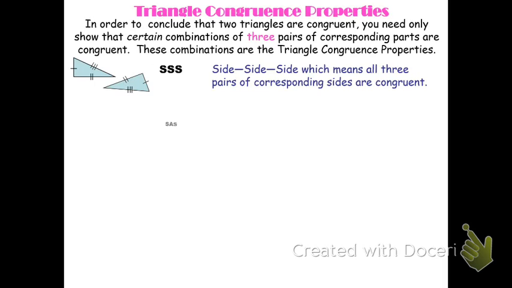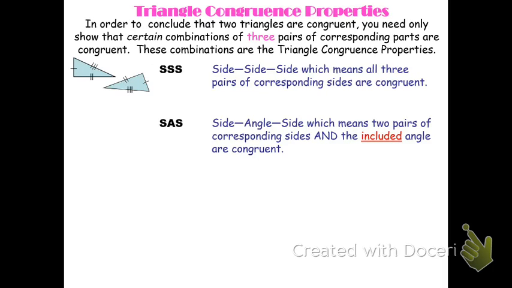The second combination is referred to as SAS, or side-angle-side congruence. In side-angle-side congruence, we have a pair of sides, and notice that the letter A is in between the S's, meaning the angle is in between the sides. Here's the picture of that. Now notice in the picture, the 2 sides with the tick marks, where they come together is the angle. The angle that we know has to be in between the sides in order to have side-angle-side congruence.